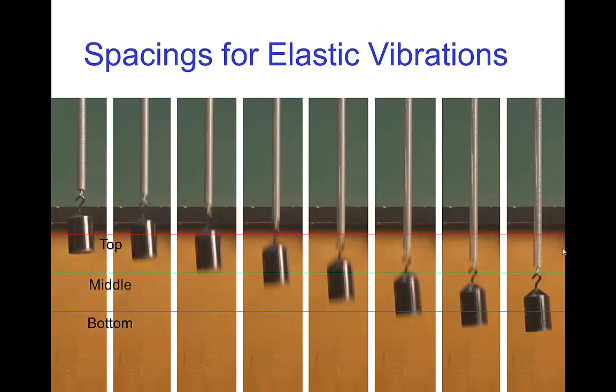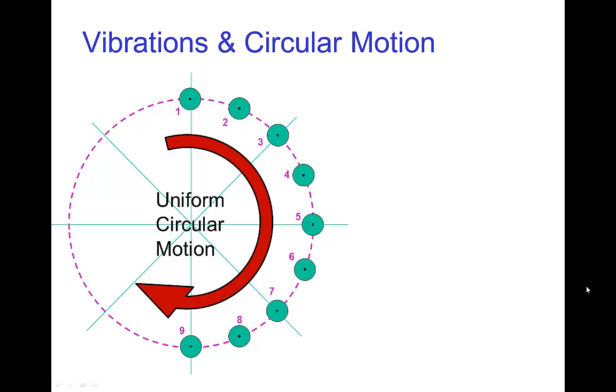Now, the spacings for elastic vibrations also have a regular pattern. Here, we're looking frame by frame at one of these vibrations, starting from the top position, passing through the middle, and then to the lowest position, and then the pattern repeats itself as the mass moves back up to the top, and then back down to the bottom. This motion is actually closely connected to uniform circular motion.